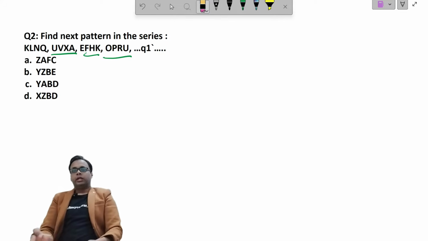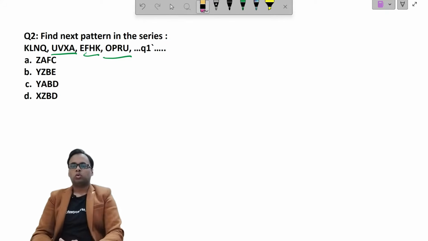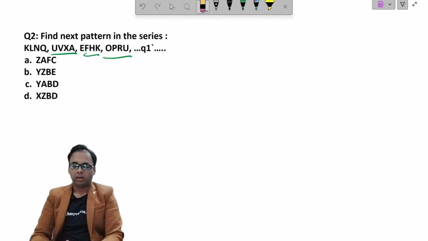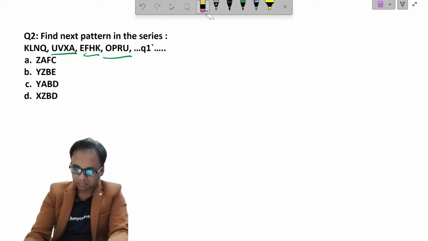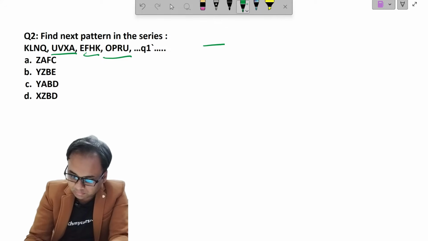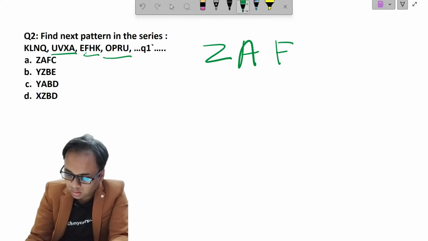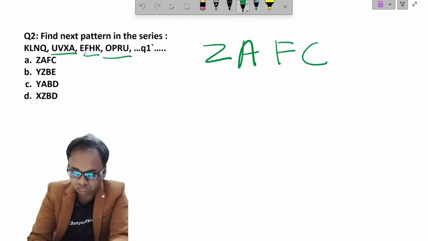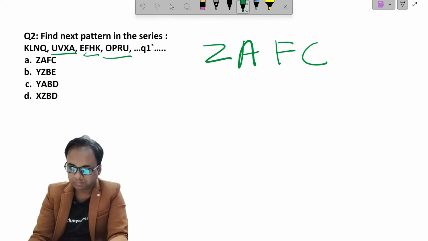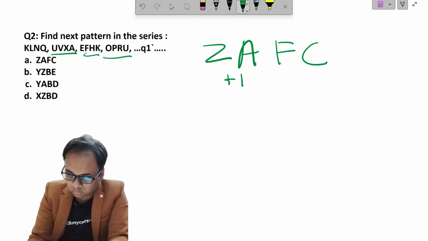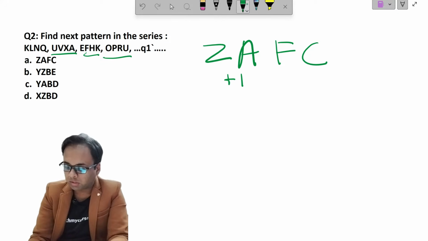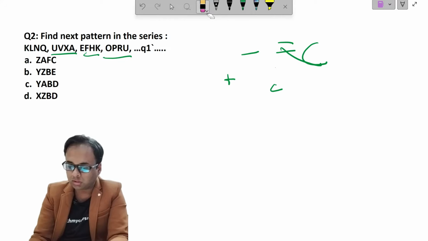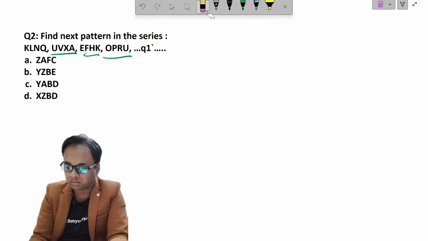Now, we have to proceed with all the options one by one. The first option is Z, A, F, C. Is it followed by plus 1, plus 2, plus 3? Let us see. Z plus 1, correct. But plus 2 is not being followed, because in this case C should have come here. So this option is not correct. ZAFC does not work for us.